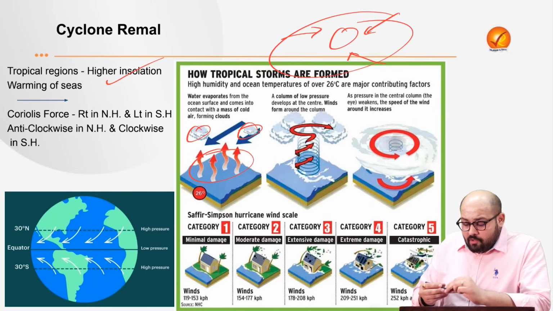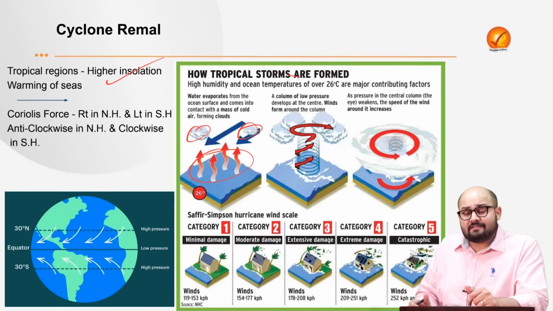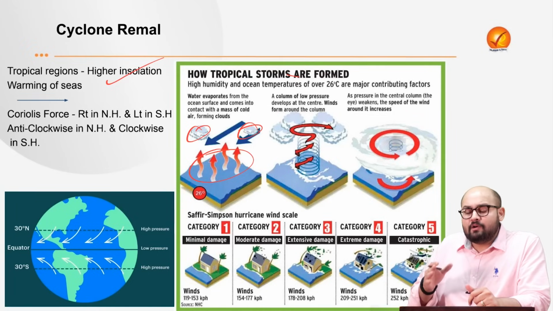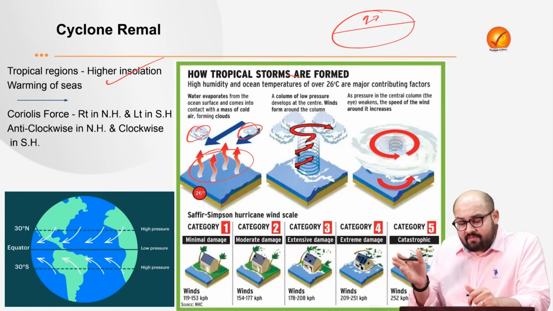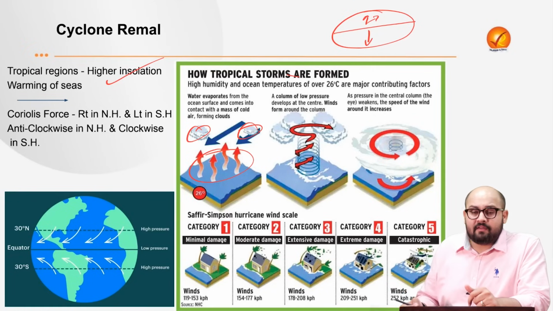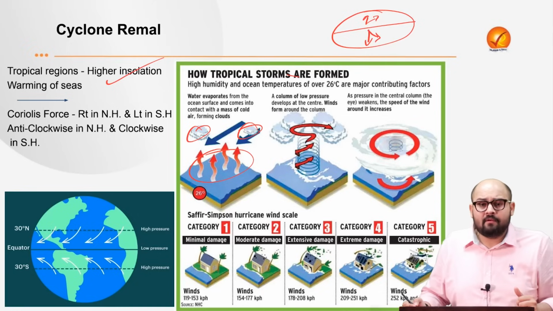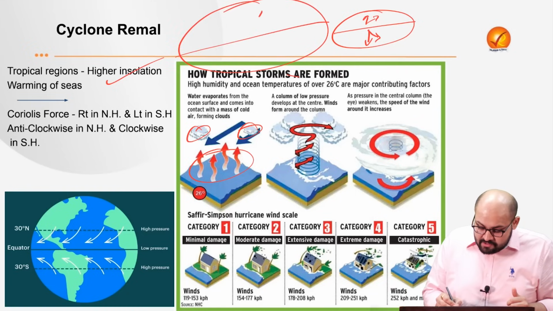Now, before we talk about the direction of a cyclone, let's first talk about the concept of Coriolis force. So we all know that the earth rotates from west to east, and because of this rotation, you have a force which deflects the wind in a particular direction. In the northern hemisphere, we have the deflection towards the right. So the winds get deflected towards the right. And in the southern hemisphere, the winds deflect towards the left because of the Coriolis force, right?